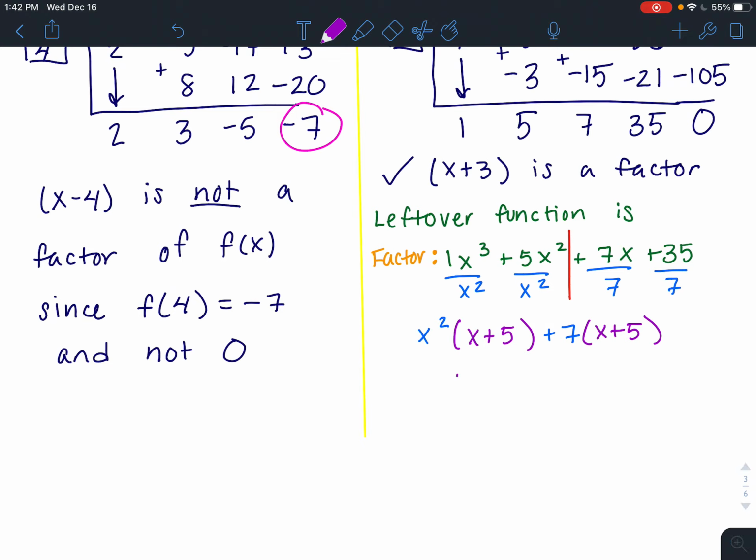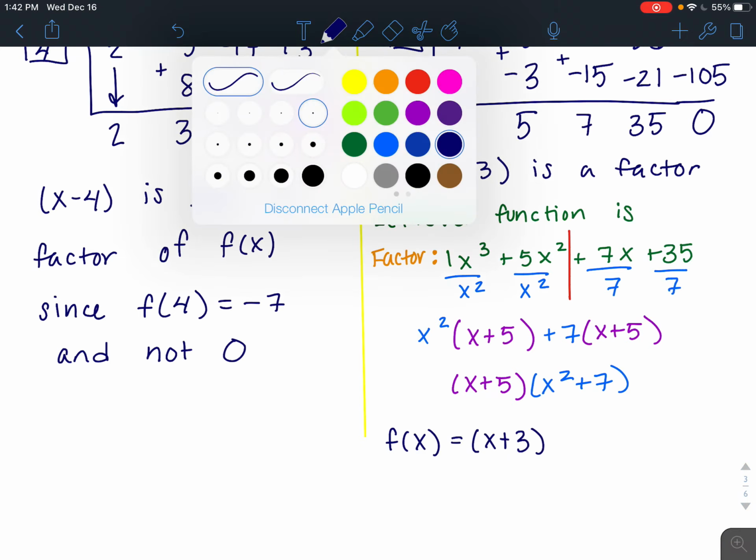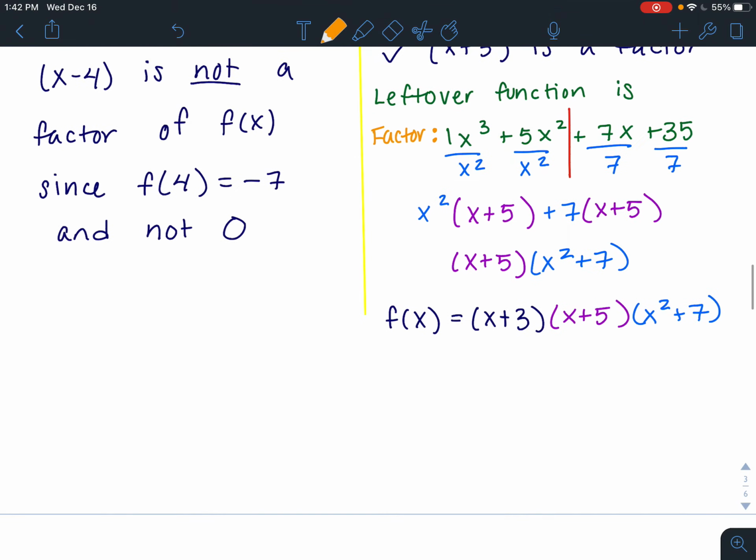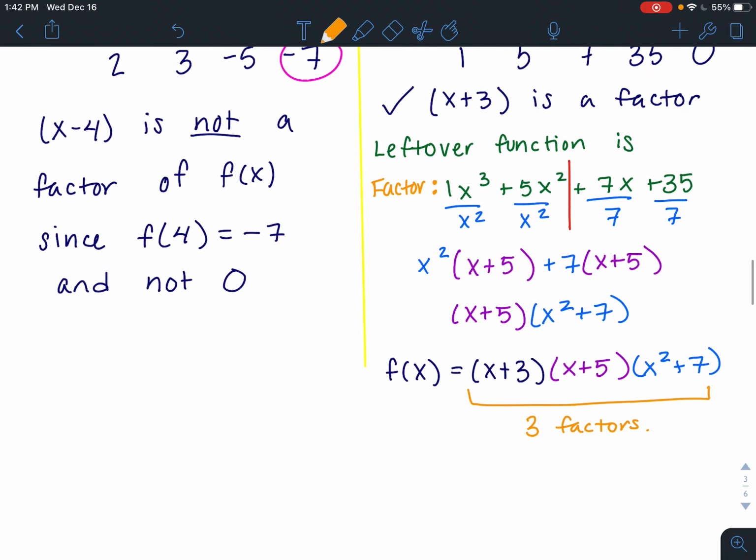So then if I rearrange my factors, factor out the common group of x plus 5, and put my leftover terms, my 2 GCFs, in my second group, those are the other 2 factors, right? So if we look back at our original polynomial, we can say the original polynomial f of x equals x plus 3, since that was a factor, times the x plus 5 factor that we just found, times the x squared plus 7. So our total answer is that these are the 3 factors of our equation.